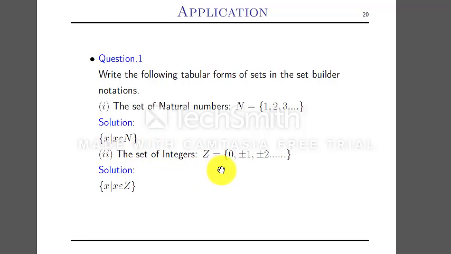The set of integers is Z, which is 0, plus minus 1, plus minus 2, and so on. In set builder notation, we can write it as x such that x belongs to Z, because there is no condition on the set of integers. So we can simply write it as x such that x belongs to Z.